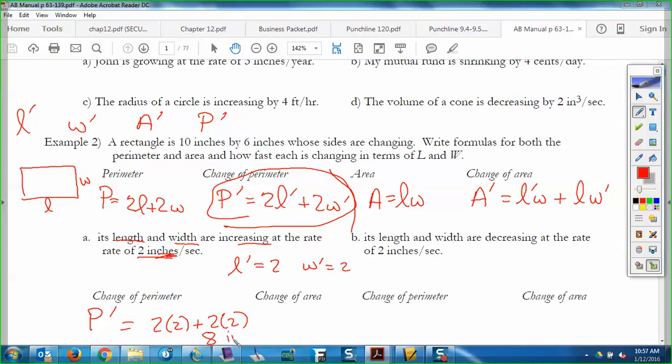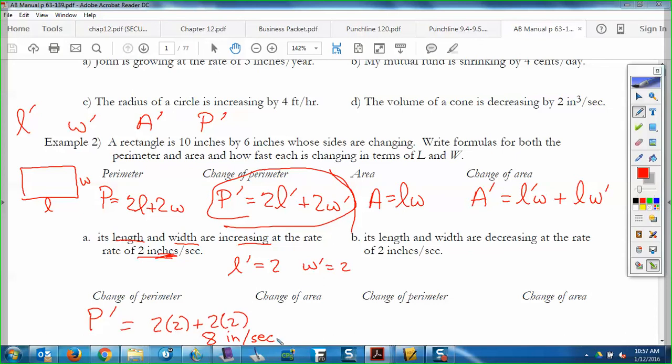Inches per second. The perimeter would be changing 8 inches every second. Does that make sense? Sure, it makes sense, because as that grows, you have the length growing 2 inches every second. How many lengths do you have on a rectangle? How many lengths are in a rectangle?